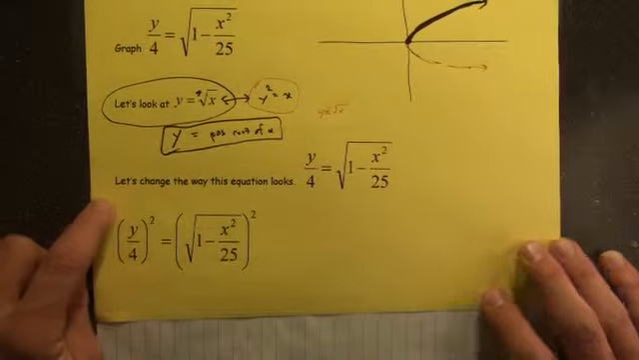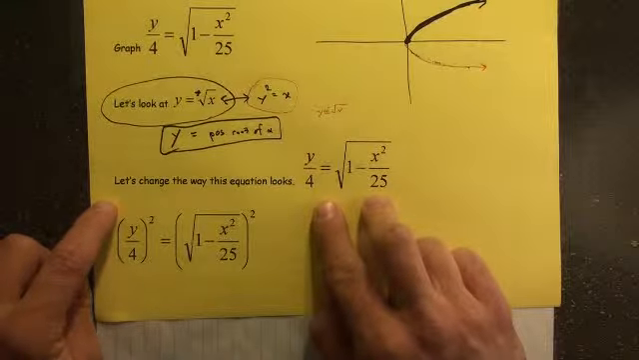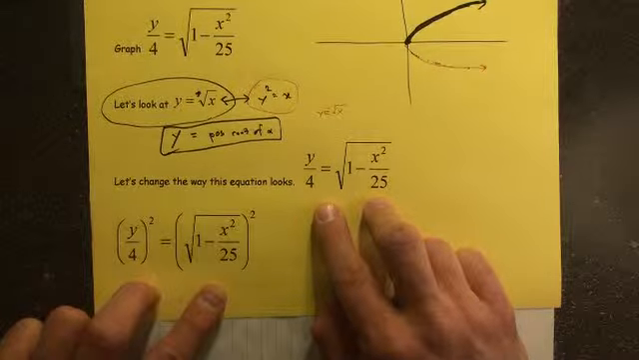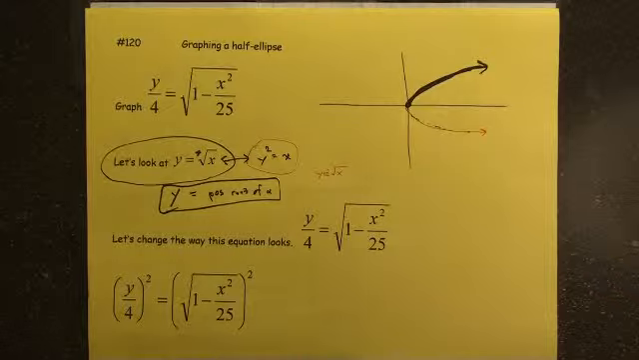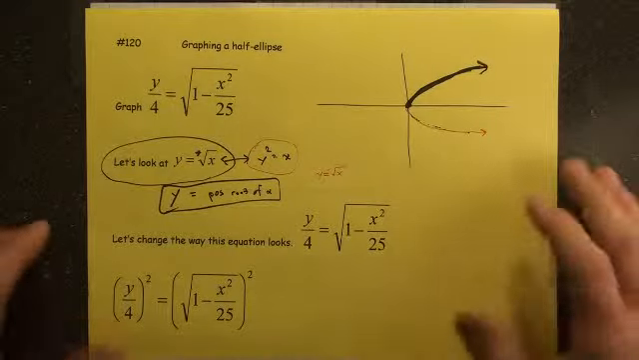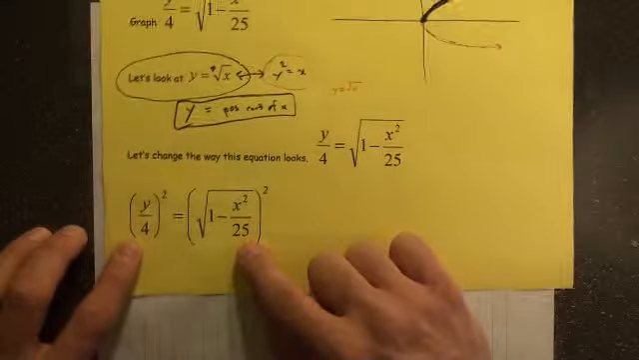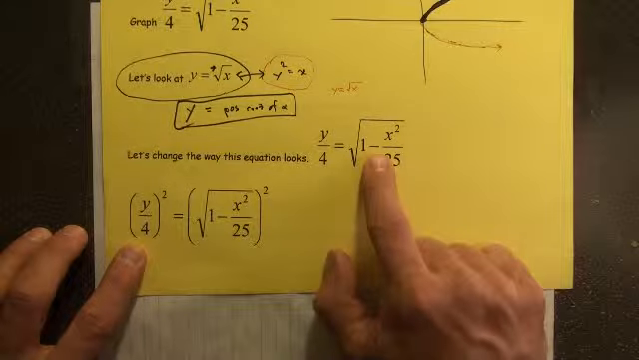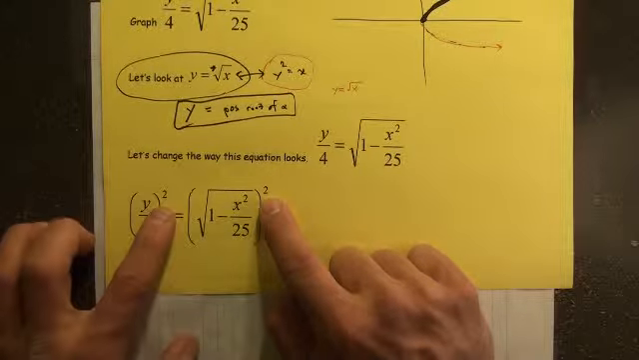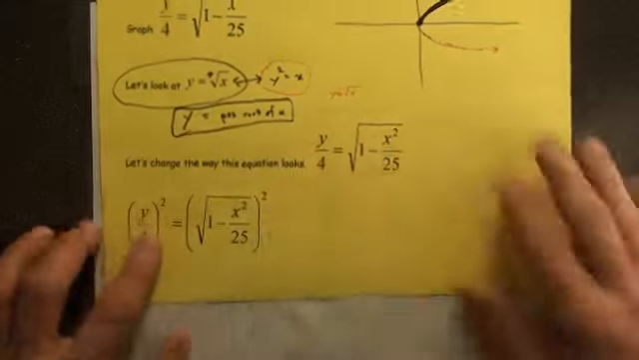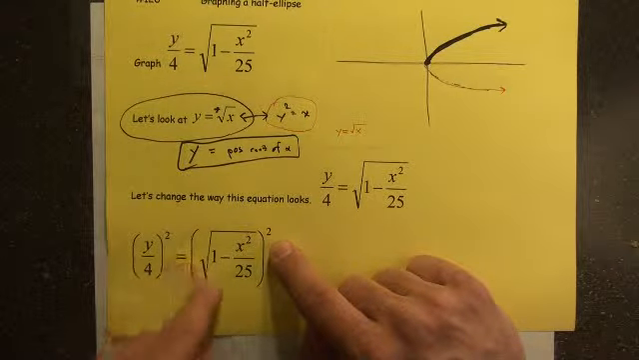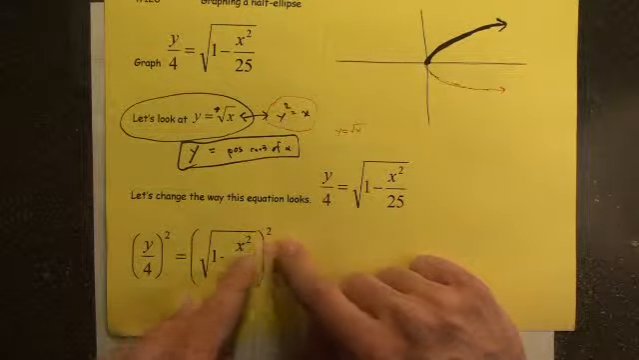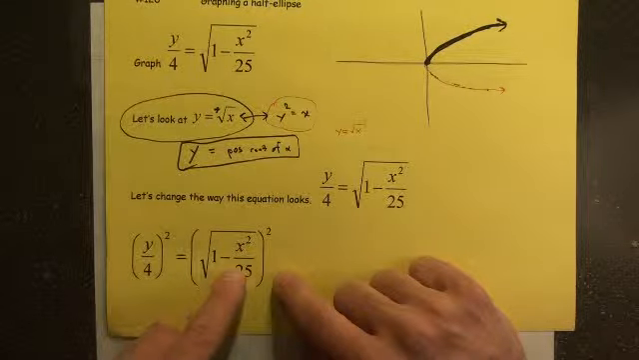It says here, let's change the way the equation looks. So we're going to change this to something we're familiar with, and we're definitely familiar with graphing ellipses in videos, I believe it's 118 and 119, so go back and check it out. We've got to get rid of the square root. That's the reason we're doing the second power on both sides of the equation. The second power on the right side is going to inverse the square root, so the square root and the squared cancel out. You're left with this on the right side.